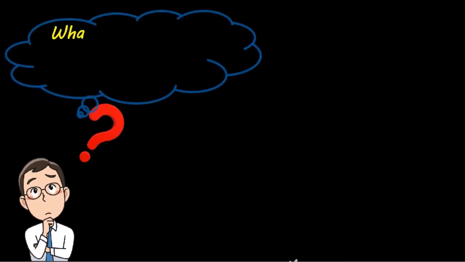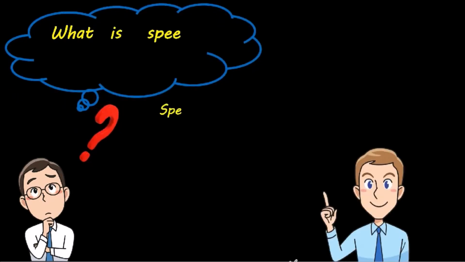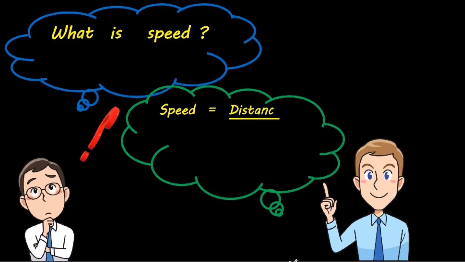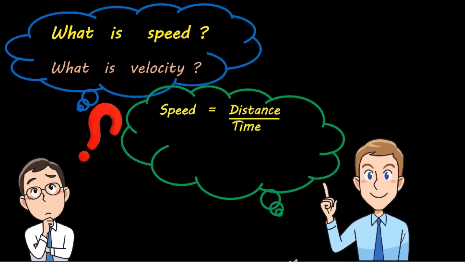Now what is speed? Speed is equal to distance by time. Means how distance is changing with time. And what is velocity? Velocity is equal to displacement by time. Means how displacement is changing with time. Let us now take some examples to make this more clear.